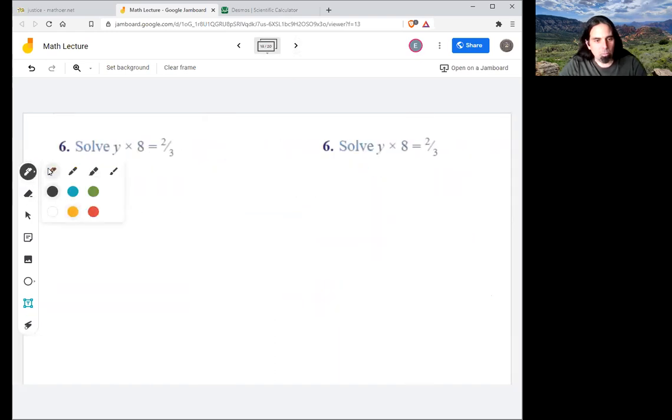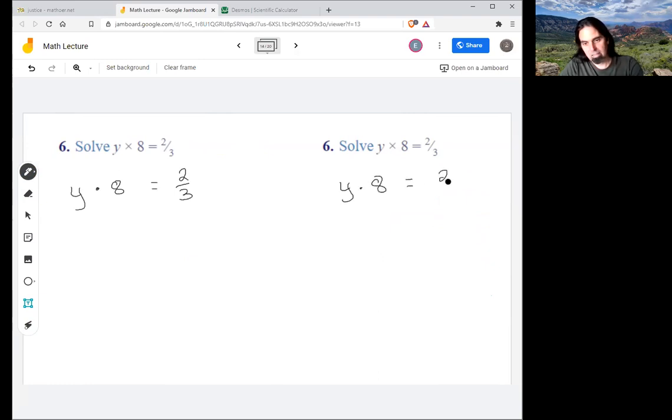Then to get a little bit more fiddly, when I have a fraction, the process doesn't change at all. I can say I'm going to divide by 8 on both sides. So y times 8 divided by 8 is just y. What's 2/3 divided by 8?